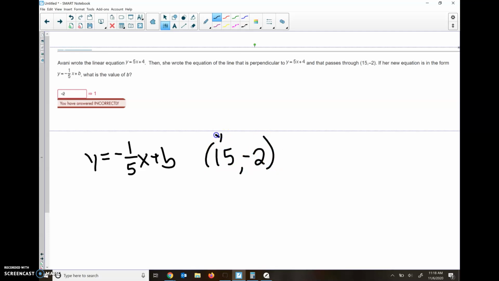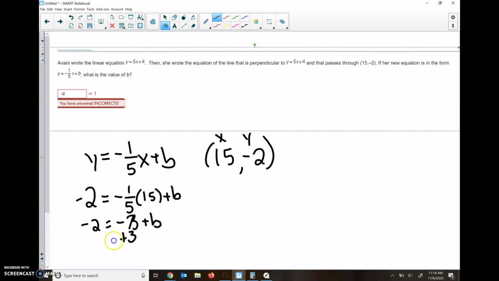So remember, if this is my x, this is my y. So instead of y equals, I'm going to put negative 2 equals. And then instead of x, I got a 15 there. We got to figure out what b is here. So I got to do some math here. So I got negative 1/5 times 15. That's going to give me negative 3. So now I have negative 3 plus b. So I'm going to add 3 to both sides. So negative 2 plus 3 is 1. So b is going to end up equaling 1.